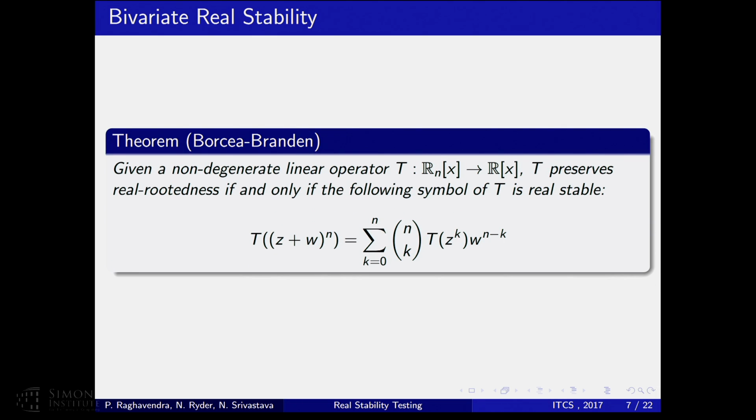Another application of bivariate real stable polynomials is if you're given a linear operator from univariate polynomials of fixed degree to all univariate polynomials, one natural question is when does it preserve real rootedness?